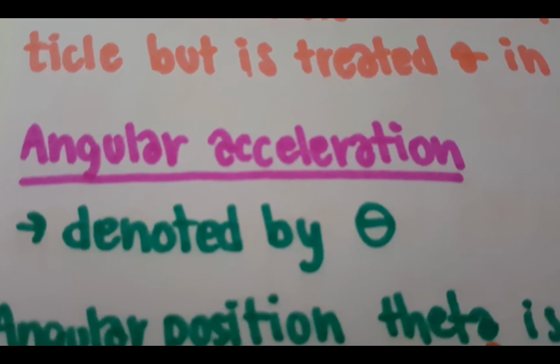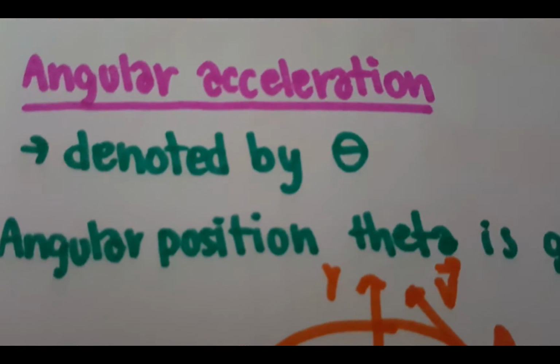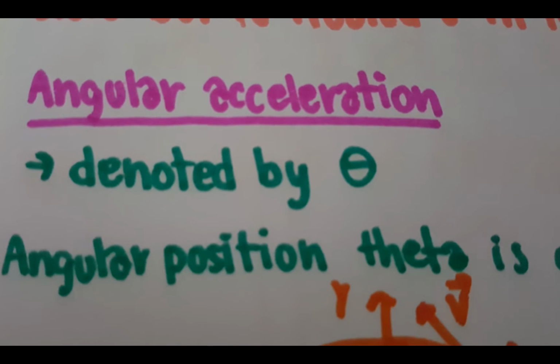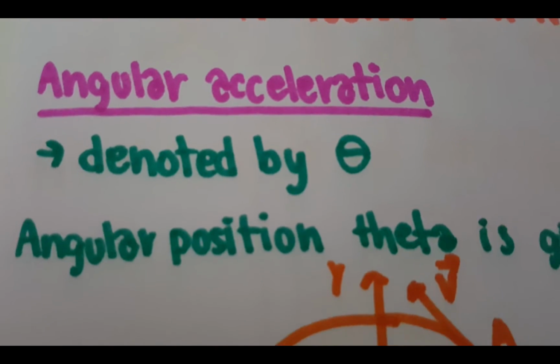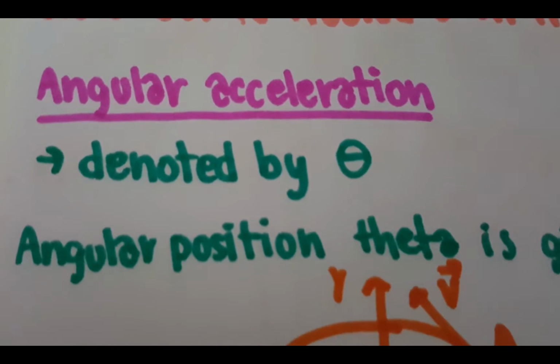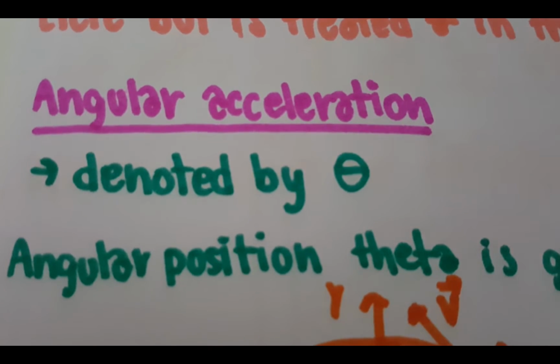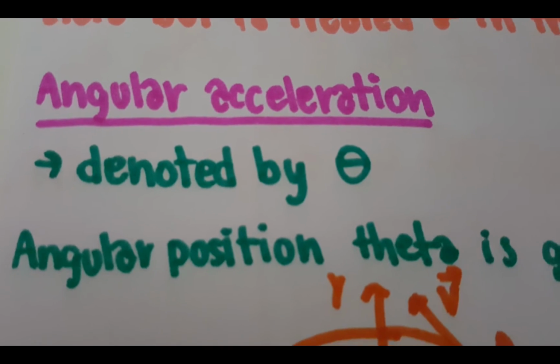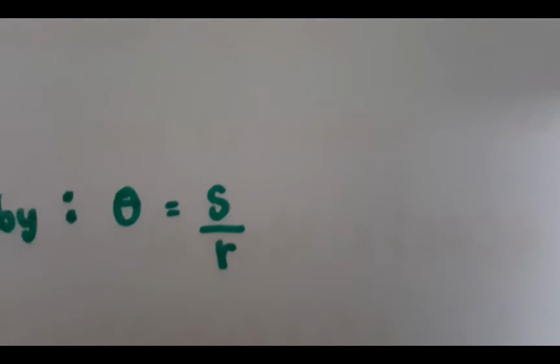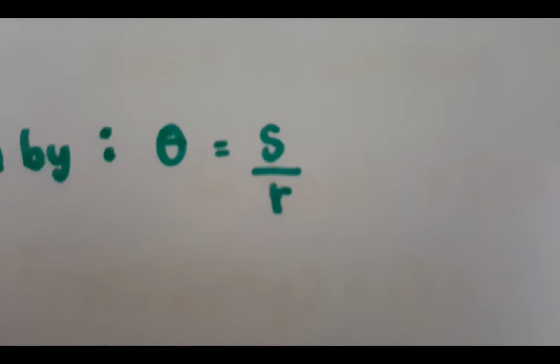Angular displacement is denoted by theta. For a particle moving in a circle of radius r and assuming that it has moved an arc length of s, the angular position theta is given by theta equals s over r.